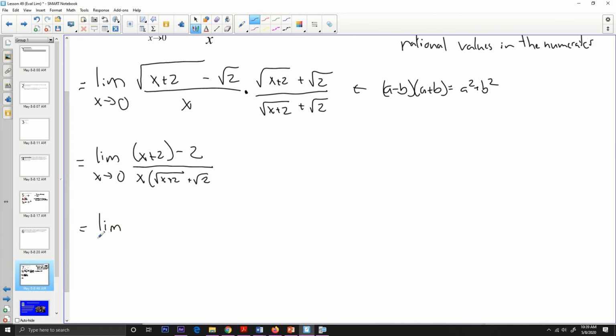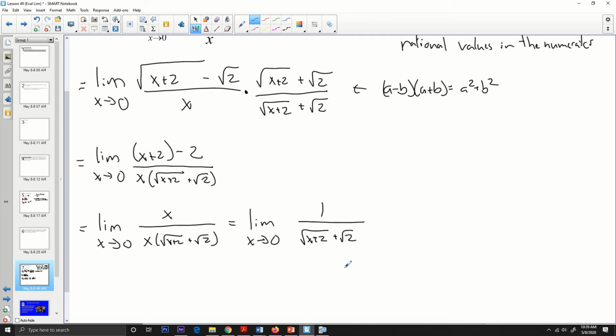Then the limit, again, I haven't evaluated yet. As x goes to 0, I get x plus 2 minus 2 is just x. And then I have an x on the bottom with that square root of x plus 2 plus square root of 2. And you'll notice that the x's cancel out, so they divide out there, and I get the limit as x goes to 0 of 1 over square root of x plus 2 plus square root of 2.